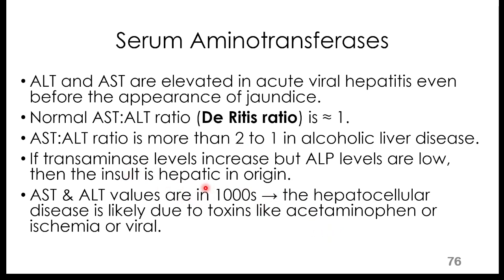So if transaminase levels increase but ALP, alkaline phosphatase, levels are low, then the insult is hepatic in origin. Hepatic in origin. All right.